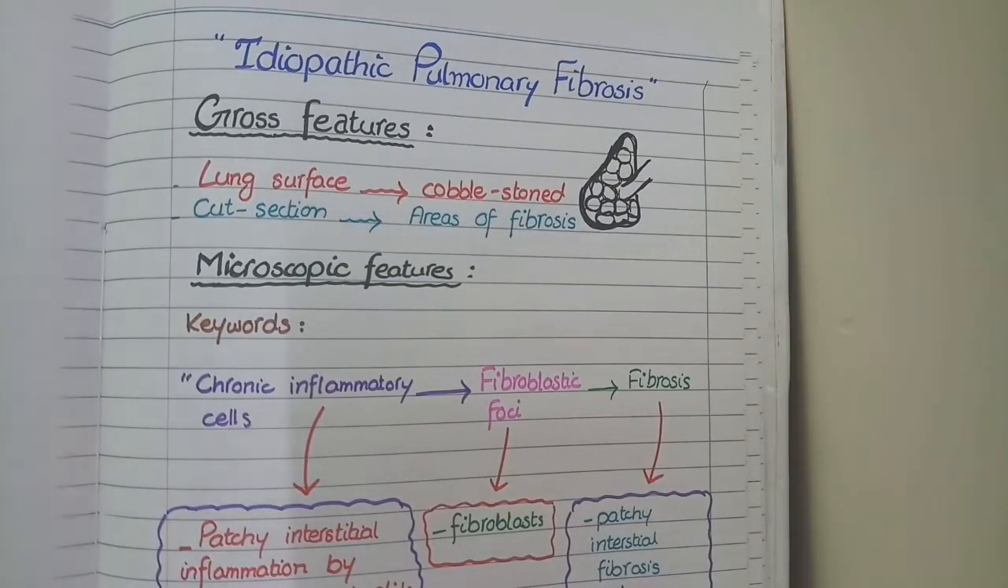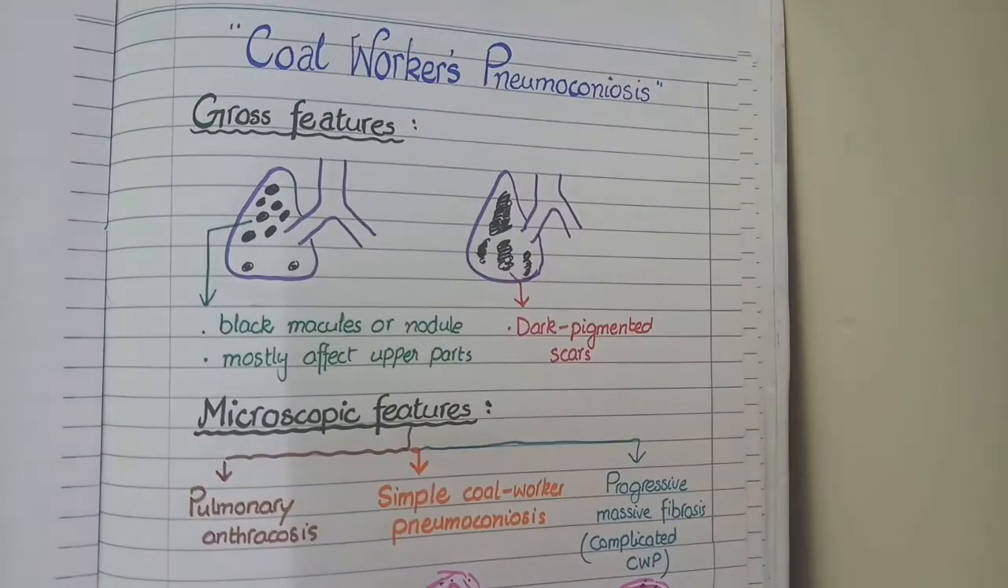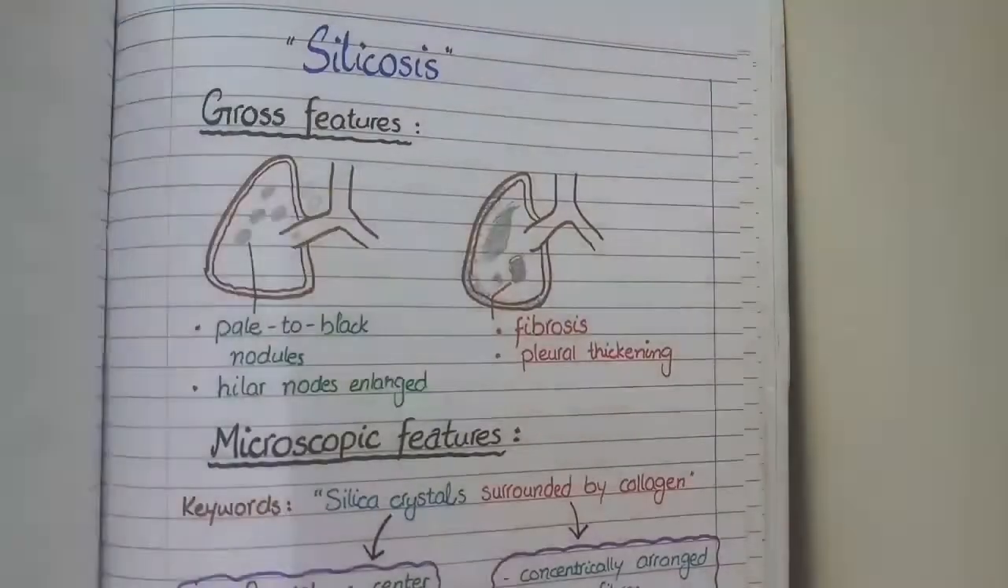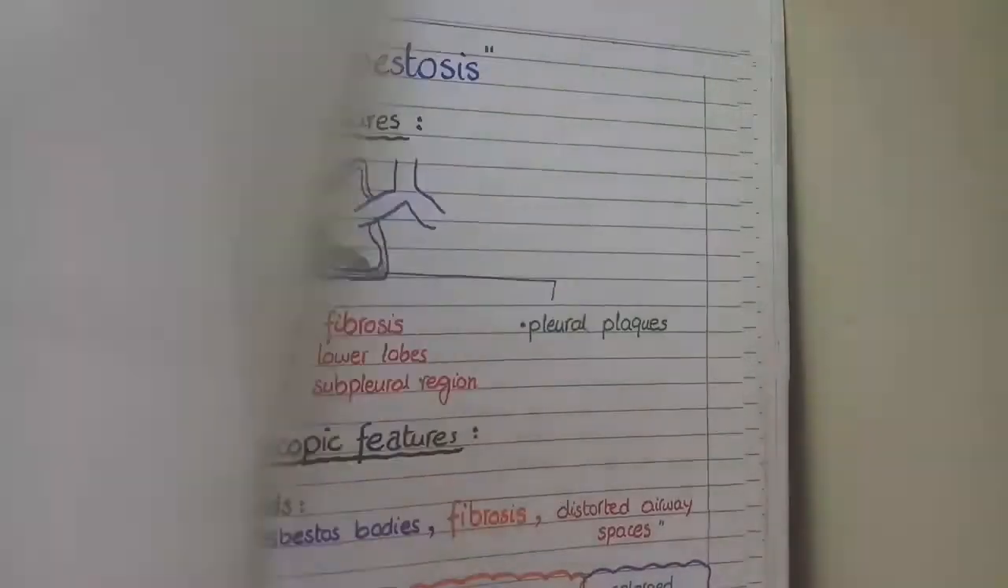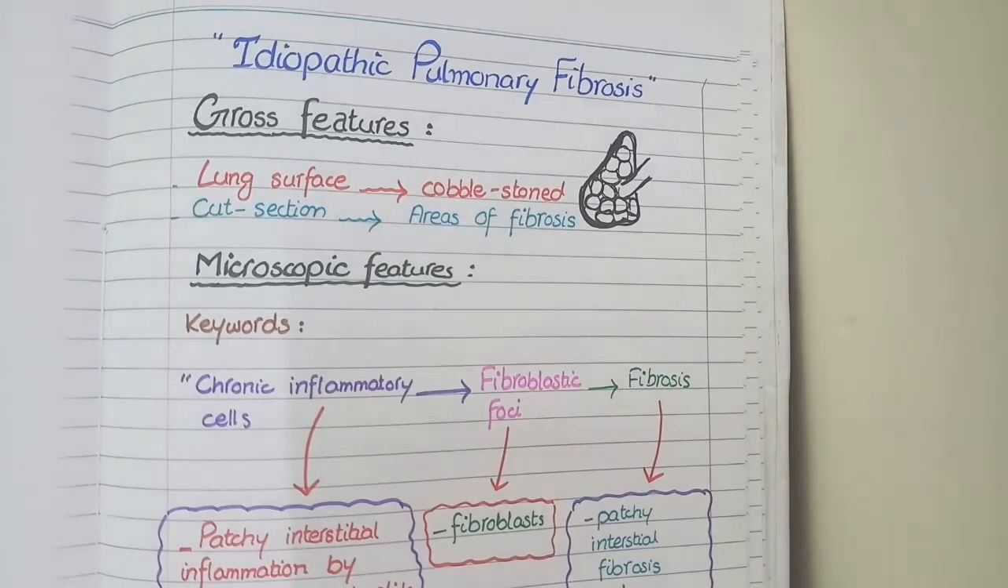In this video, we will study the pathological features of restrictive lung diseases that include idiopathic pulmonary fibrosis, Coal worker's pneumoconiosis, silicosis, and asbestosis. So the first one is idiopathic pulmonary fibrosis.